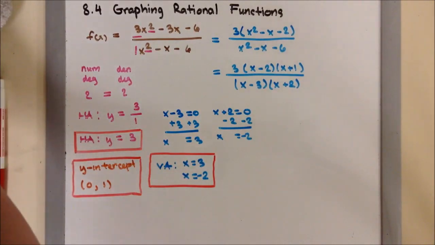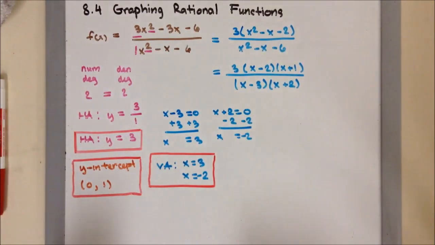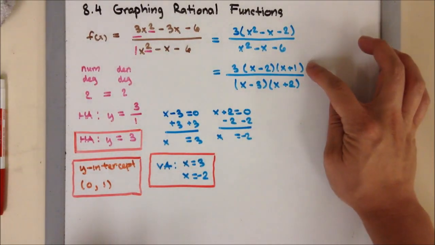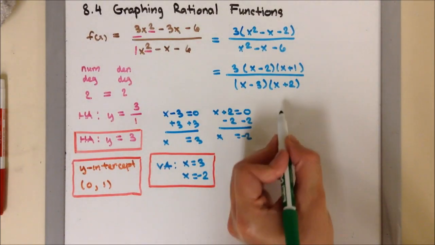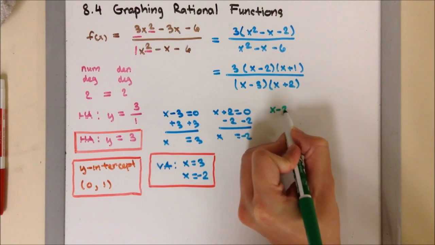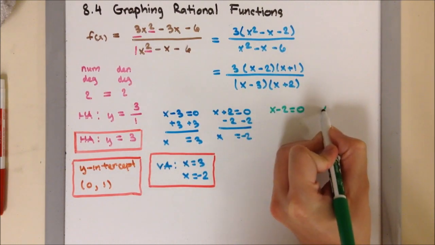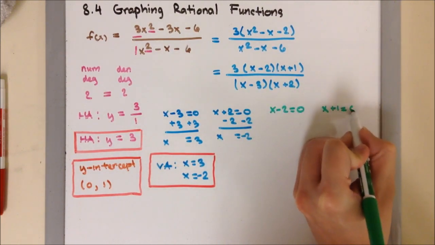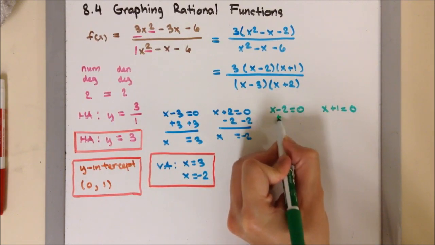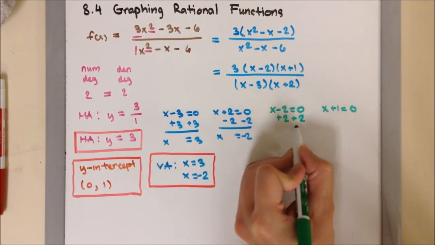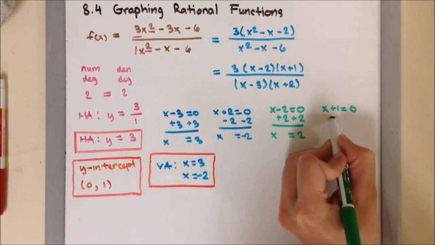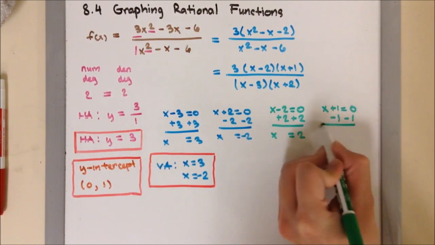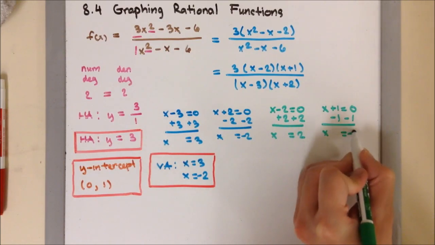Now for the x-intercept, we're mainly going to focus on the numerator factors and set it equal to 0. So x minus 2 equals 0 and x plus 1 equals 0. Solve for the variable, so add 2 to both sides on the left, so x equals 2. Here, subtract 1 on both sides, so x equals negative 1.